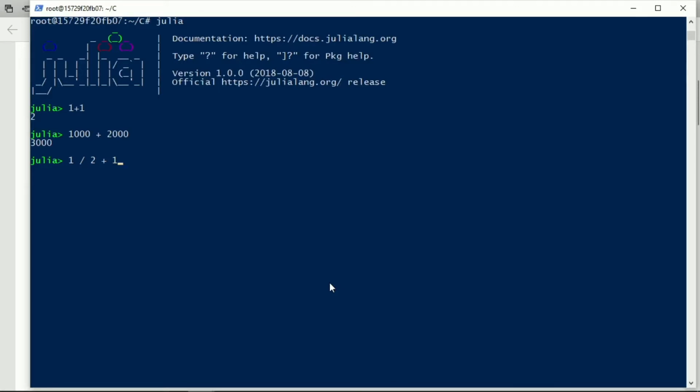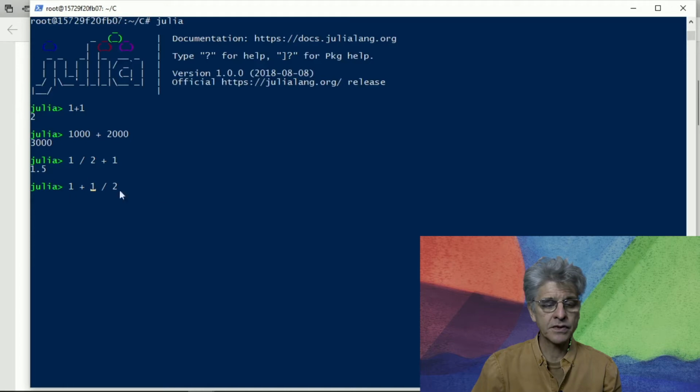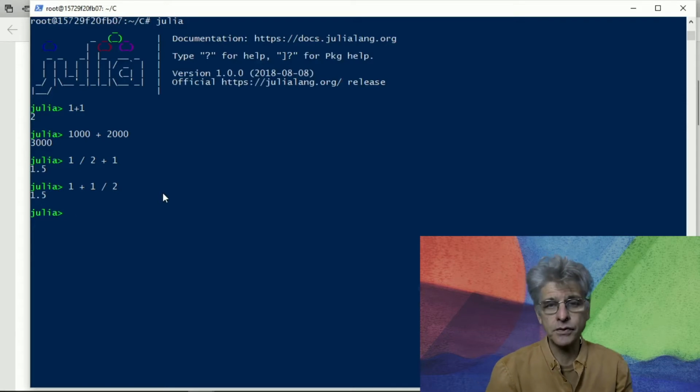But notice that Julia can either do the addition first and then the divide, or the other way around. You might think that Julia is doing it because it's going from left to right, so division first and then plus, but now in this expression it'll be plus first and then division. But the answer actually is the same both times. So Julia has a set of rules for that.